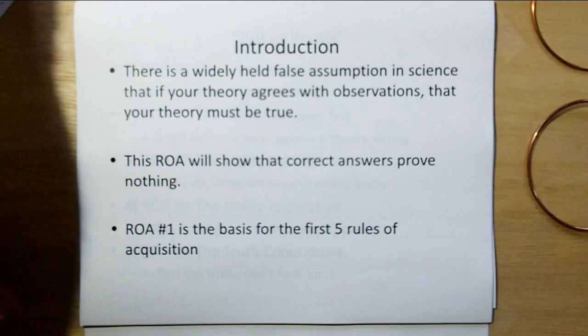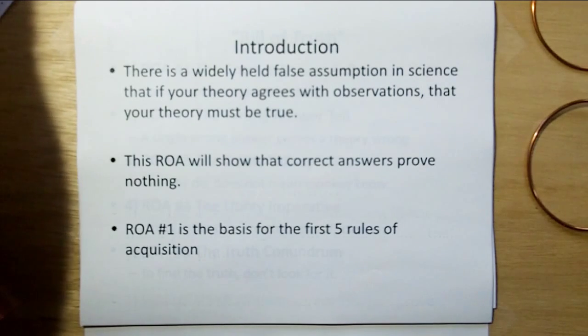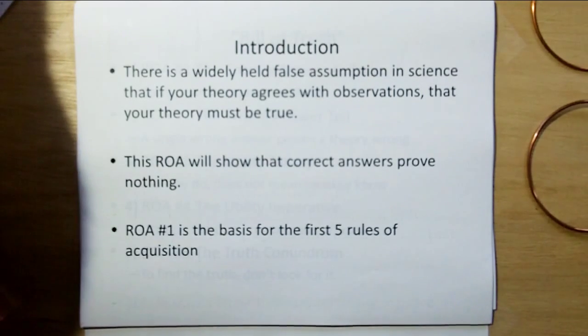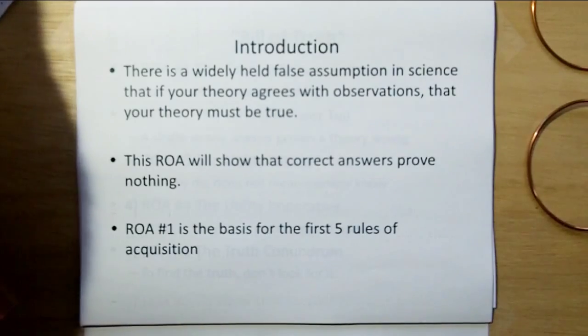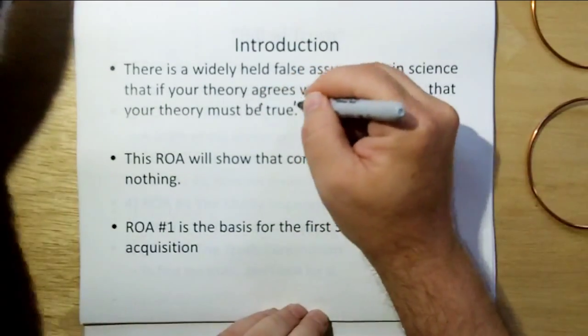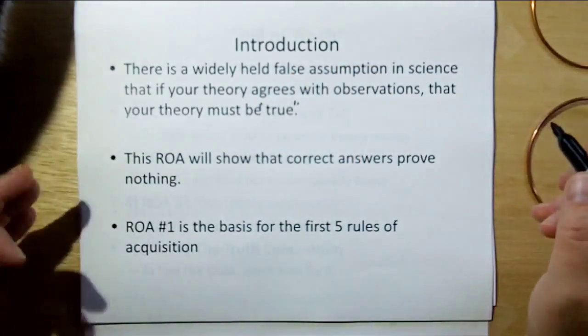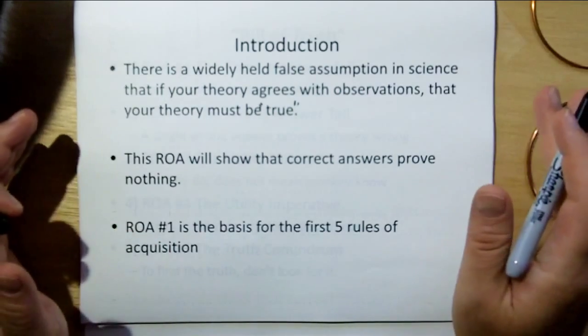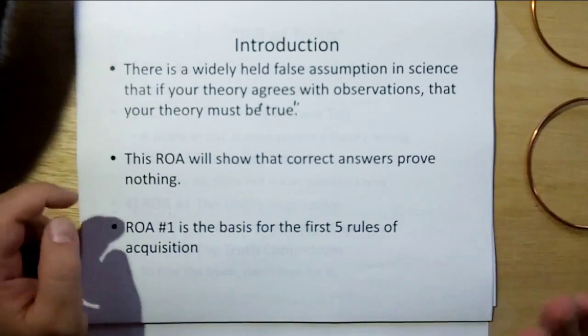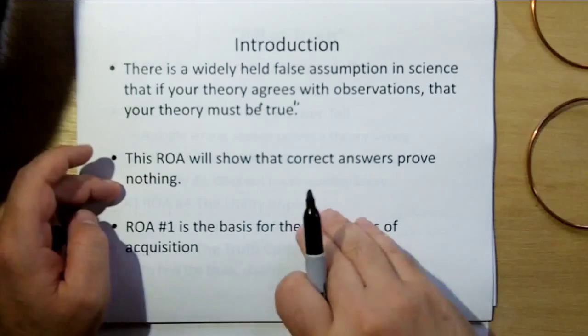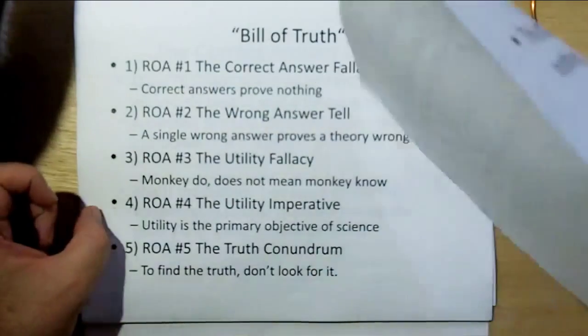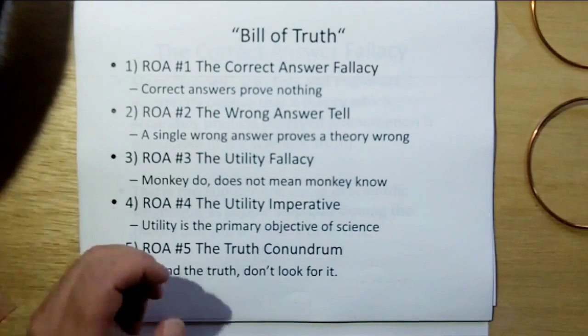Okay, there's a widely held false assumption in science that if your theory agrees with observation, then your theory must be true. This rule of acquisition will show that correct answers prove nothing. And this rule is the basis for the first 5 rules, the new first 5 rules of acquisition, which I'm calling the Bill of Truth.